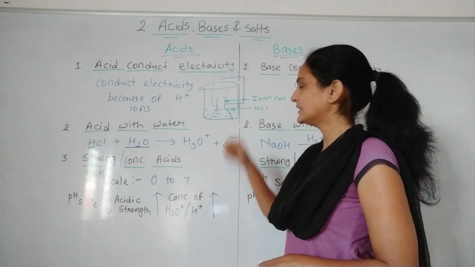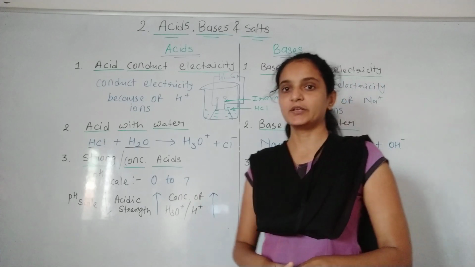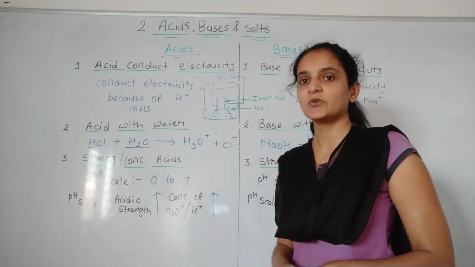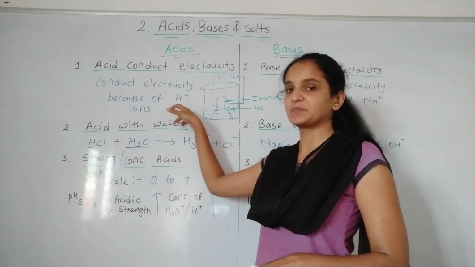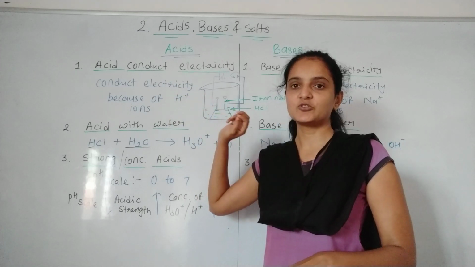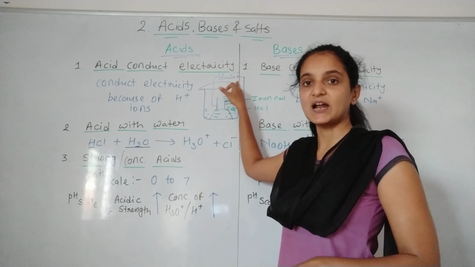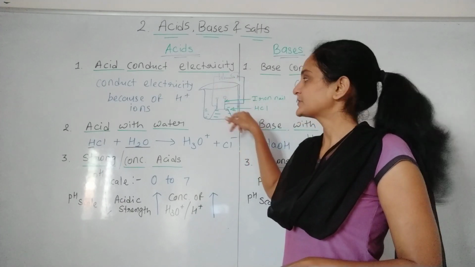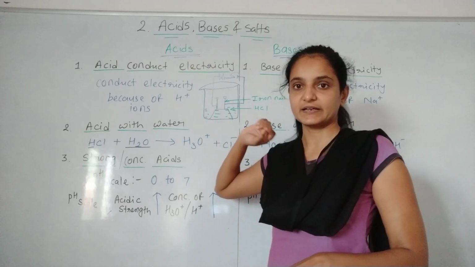Once the key is turned on, you will see that the bulb starts glowing. Why does the bulb glow? Because the acid releases H+ ions, and because of these H+ ions, electricity is conducted, and because of that the bulb starts glowing. So as per this activity, we can say that acids can conduct electricity.